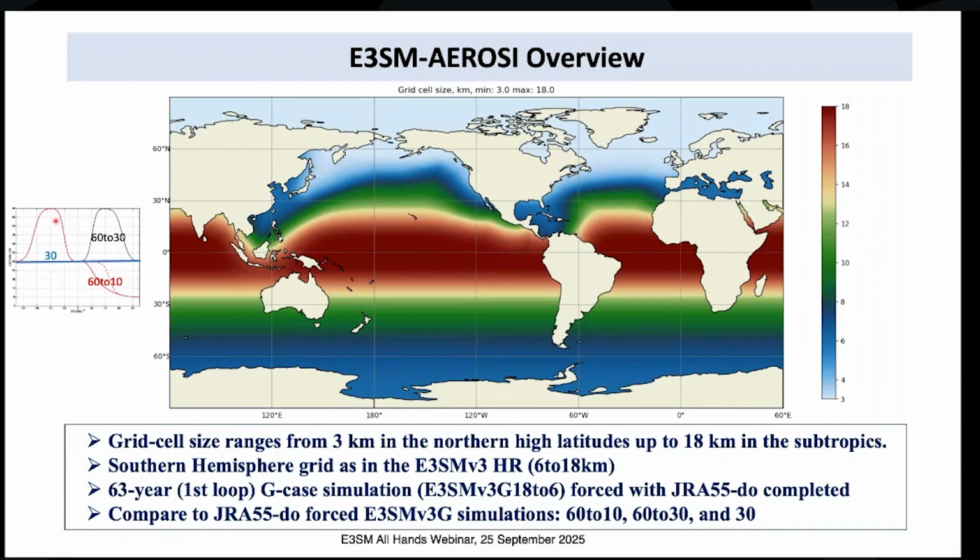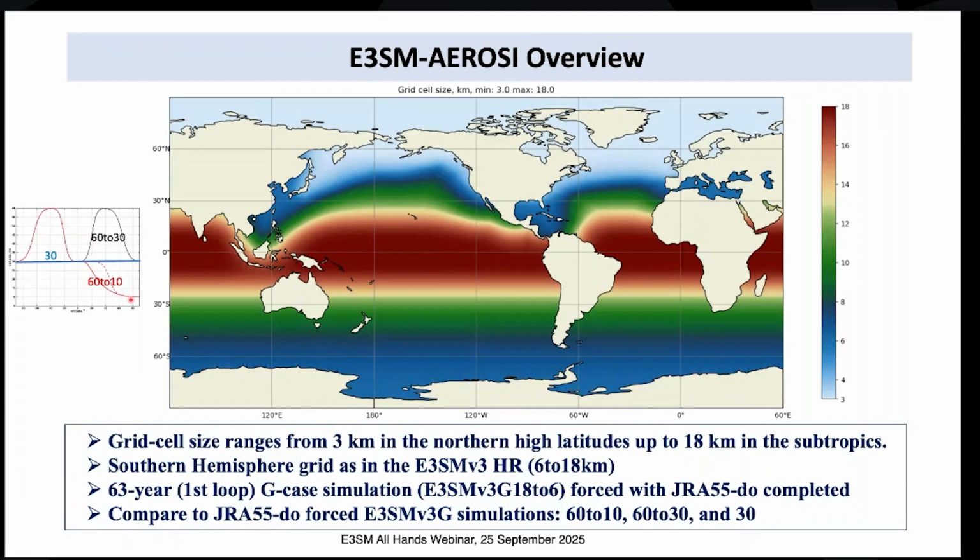The little insert on the left is representing 3 other model configurations that I'll show some intercomparisons with. The 60-30 is the V2 coarse resolution standard configuration. The red line represents 60-10, which is the complementary project by the RGMA EDY-RASM, where we increase resolution to 10 kilometers in the northern high latitudes.